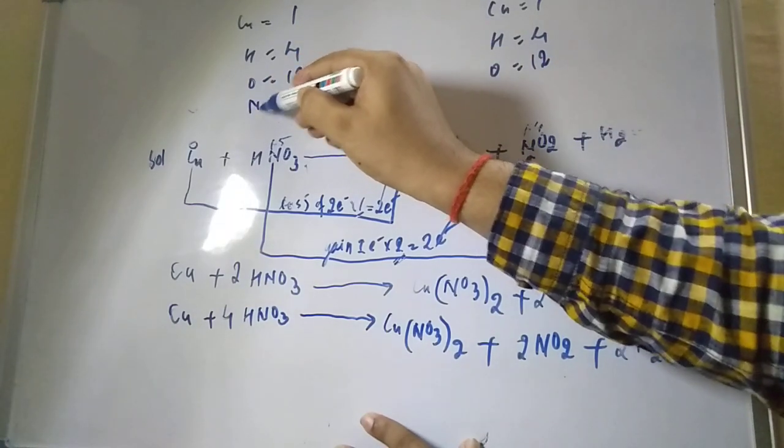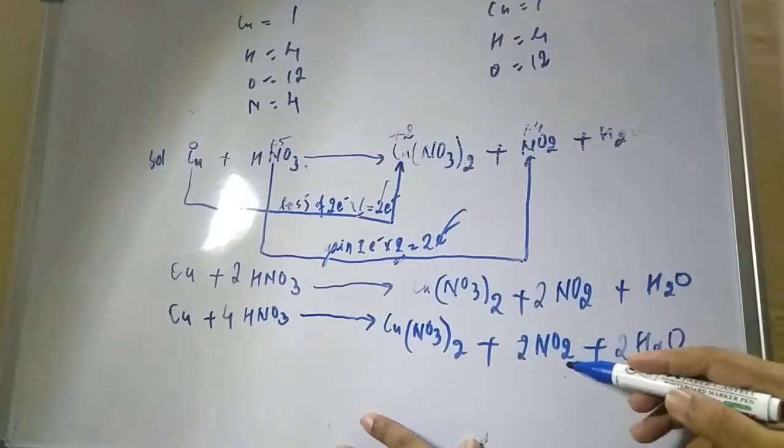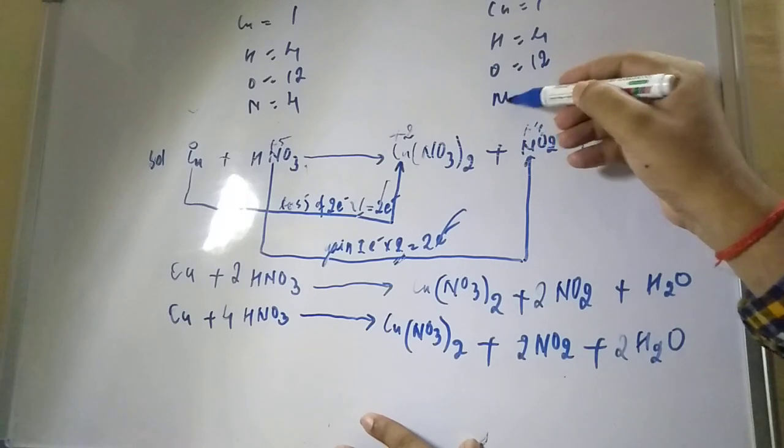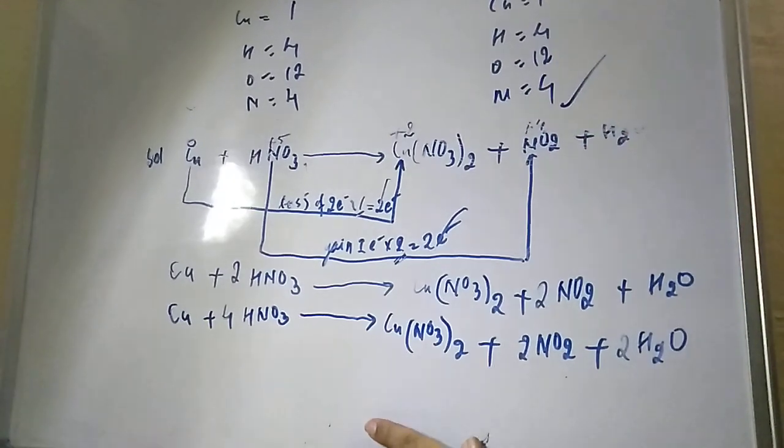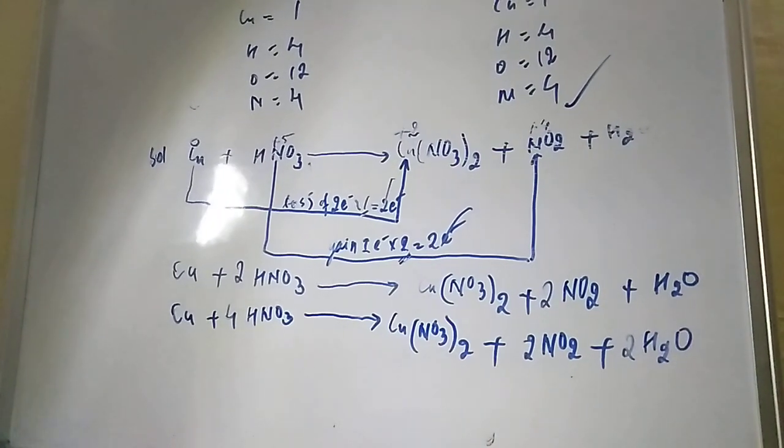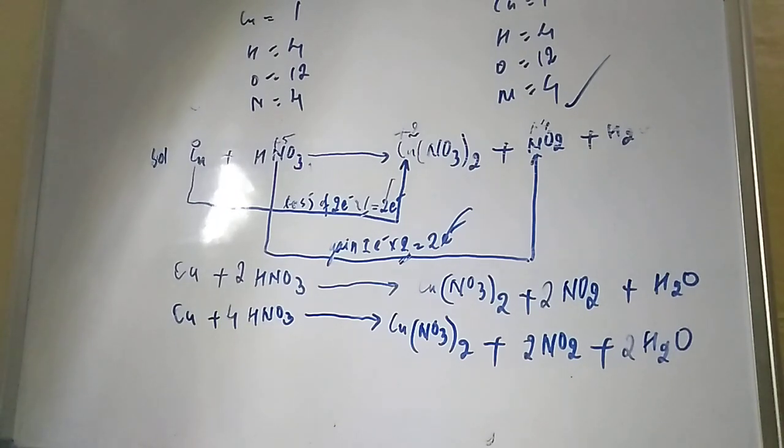Then nitrogen, if you see, student, nitrogen is 4. At this side 2 nitrogen, nitrogen is also 4. So this is the balanced chemical equation. I hope this will be quite clear to you. Now, student, I am going to explain some more problems. On the basis of this, you try to understand. Just practice a few problems, then the things will be clear.